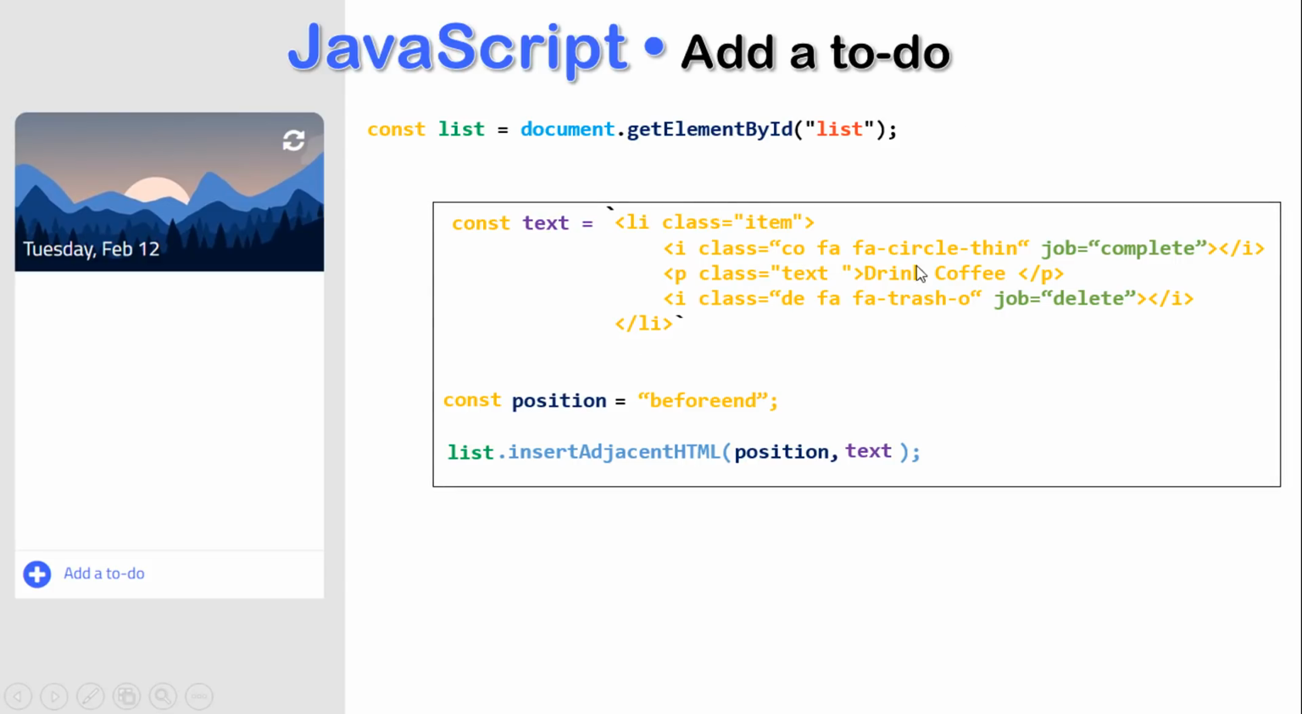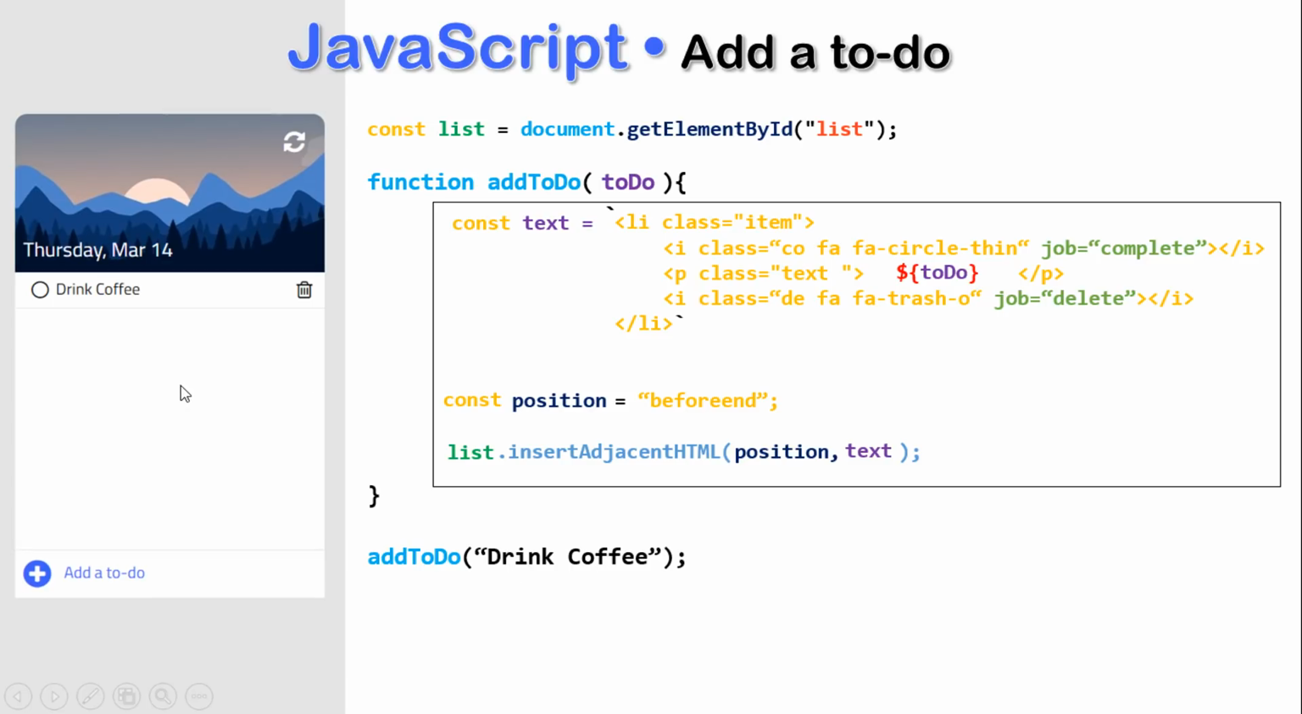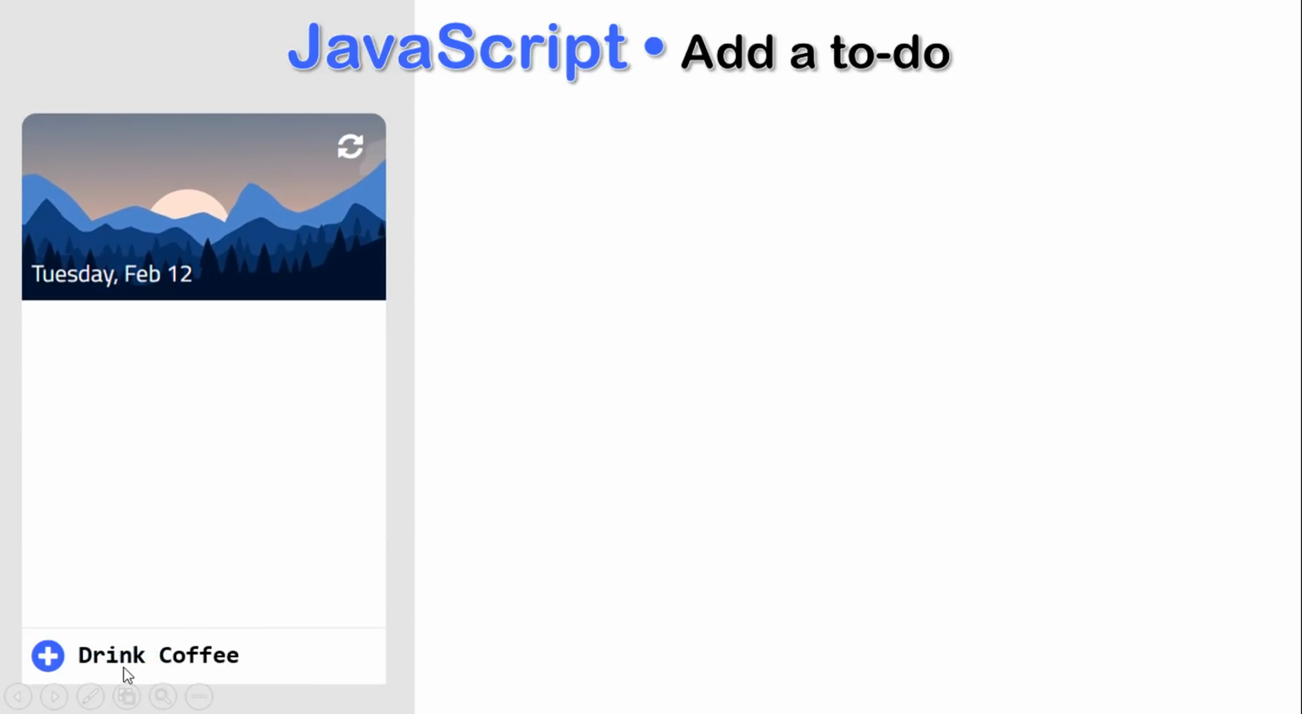Then I will put all this code inside a function called addToDo, as we are going to reuse this code again and again. Our function will take in a parameter called toDo, which I'll place here using a placeholder. So there is a $ sign and the curly brackets and then our parameter. Now if I say addToDo and pass the string drink coffee to it, I will add a new item to the list successfully.